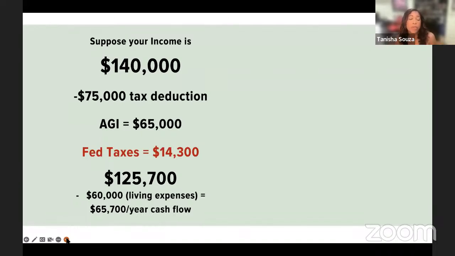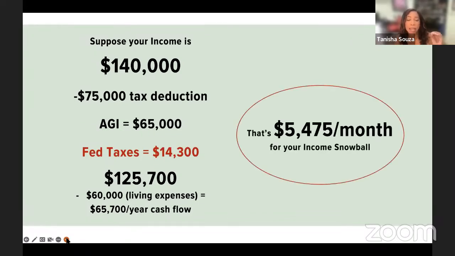So that leaves you with $125,700 that you could then use before living expenses. So your take home is different, right? Because you get this huge deduction. You have more cash to invest. So if your living expenses, assuming they're the same, $5,000 a month or $60,000 a year, that leaves you with $65,700 in annual cash flow that you could then invest. Okay, that is $5,475 per month for your income snowball. That's a huge difference.